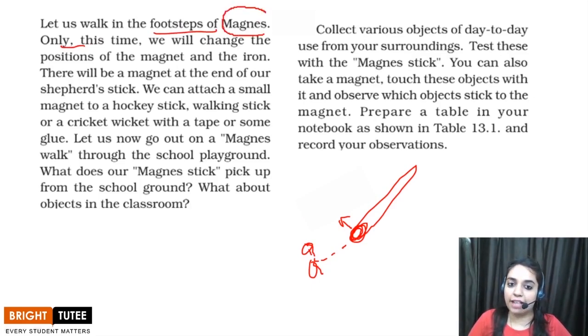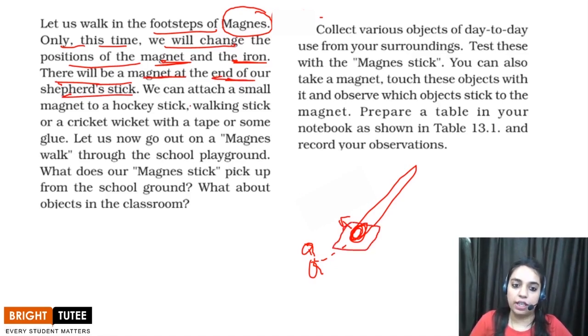Who was Magnus? He was the Greek shepherd who discovered the magnet. Only this time, we will change the position of the magnet and the iron. There will be a magnet at the end of our shepherd stick, okay? We have taken a magnet at the end of the shepherd stick. We can attach a small magnet to a hockey stick. We can use a hockey stick as well, or any other stick that you find, okay?